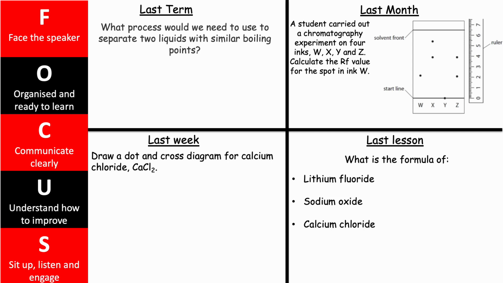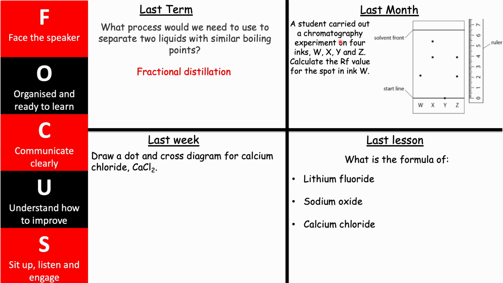Starting with the last term question then, it says, what process would we need to use to separate two liquids with similar boiling points? Well, hopefully you've realised if we've got a mixture of two different liquids that we're going to use distillation. However, if they've got similar boiling points, then the type of distillation we need to use would be fractional distillation.